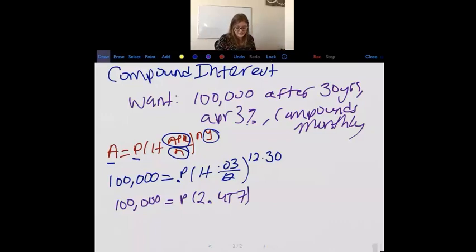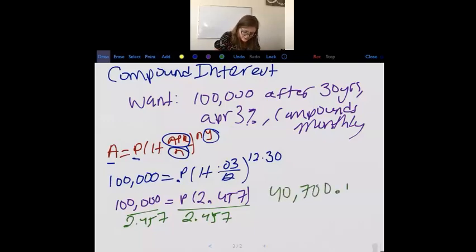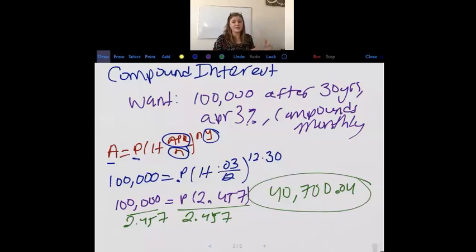Okay, in order to solve for how much I need to make, you could guess and check. You could plug in numbers for P, multiply it by 2.457, and see if it comes out to 100,000. Or mathematically, since these two are being multiplied together, divide both sides by 2.457. So I'm going to take 100,000 divided by 2.457 to get 40,700, and we usually round to the cents. So this would be $40,700.04. So that's what I would need to put in today to have $100,000 in my account after 30 years of not touching it, that has an APR of 3% that's compounded monthly.